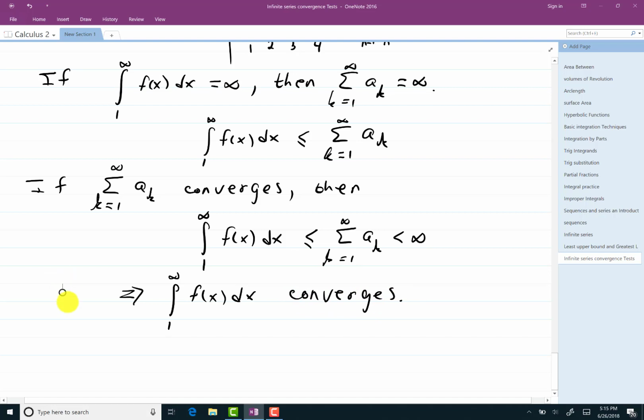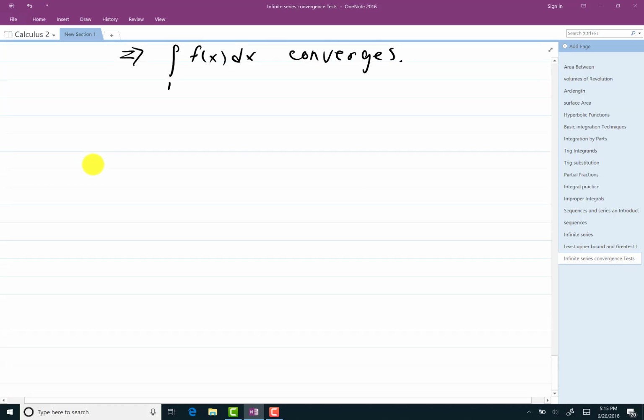So I have some things. If the integral diverges, then the series diverges. If the series converges, then the integral diverges. Well, let me write something else. Now what I'm going to do is attack the same problem, but with right-hand endpoints.